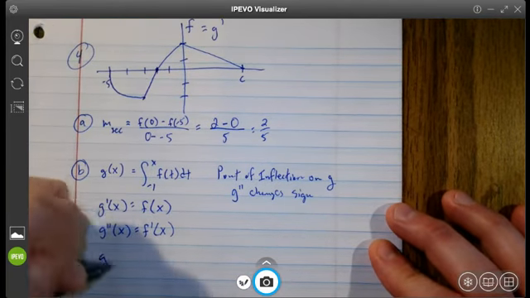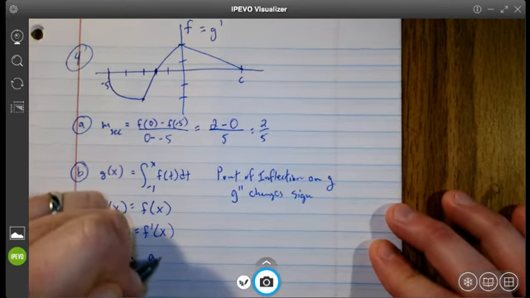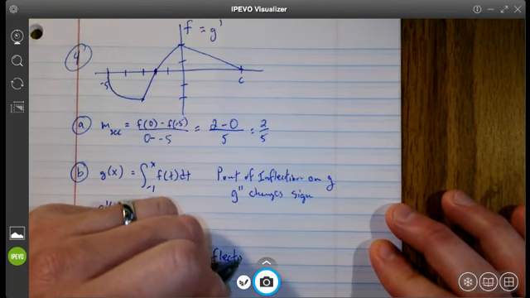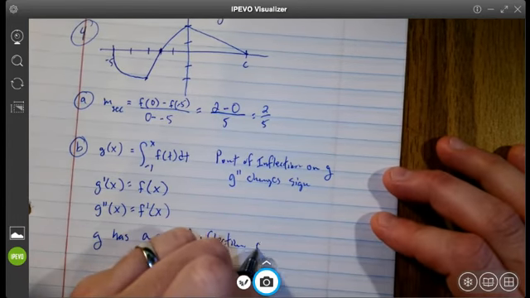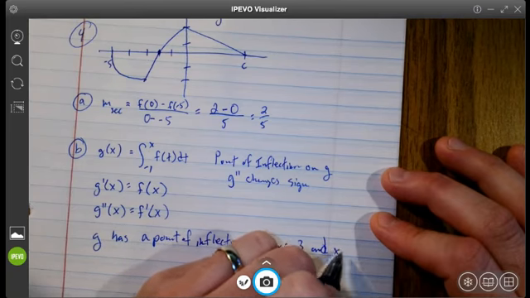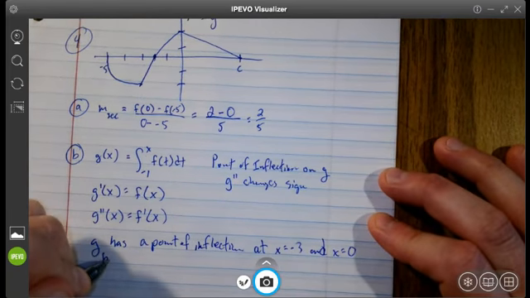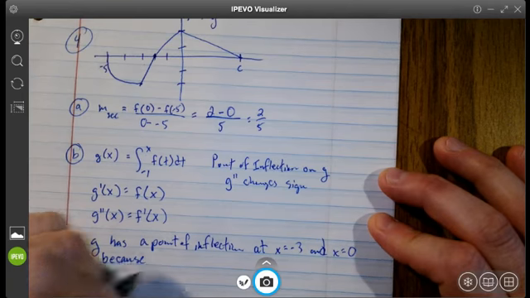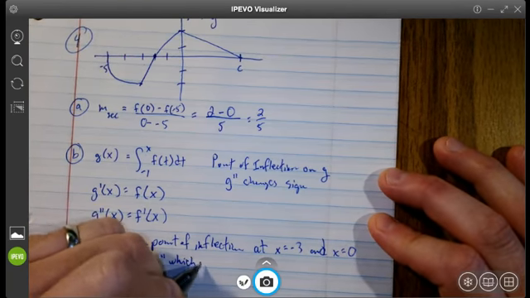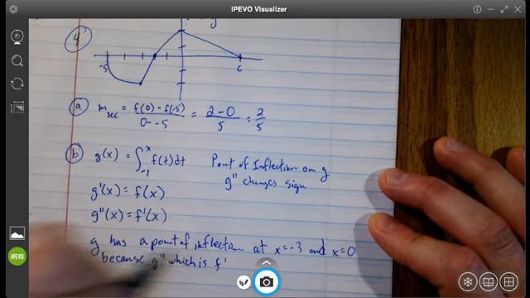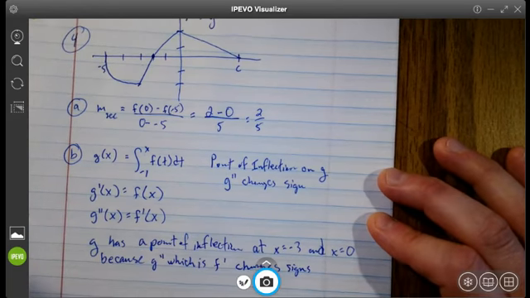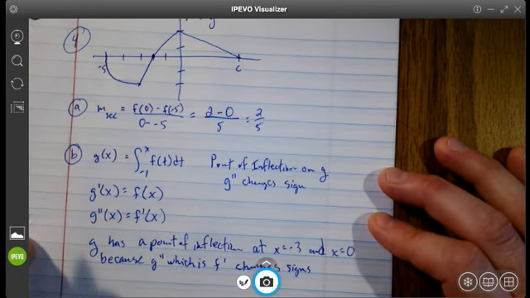So g has a point of inflection at x equals -3 and x equals 0 because g double prime, which is f prime, changes signs.